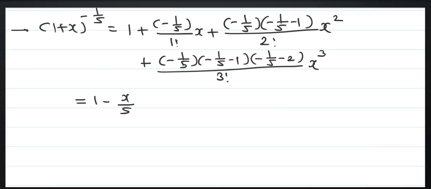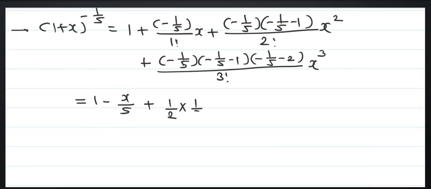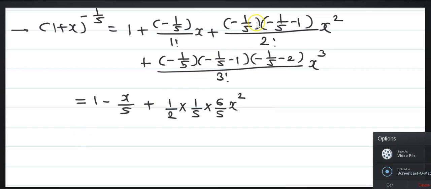Now simplification. What is simplification? The first one is as it is, minus x upon 5. Next, the third term: here is a minus 1 by 5, and if we simplify this it will become 6 by 5. Therefore this is 1 upon 2 factorial, that is 1 upon 2, 1 upon 5, 6 by 5. Now here the minus and minus will become plus sign into x square.